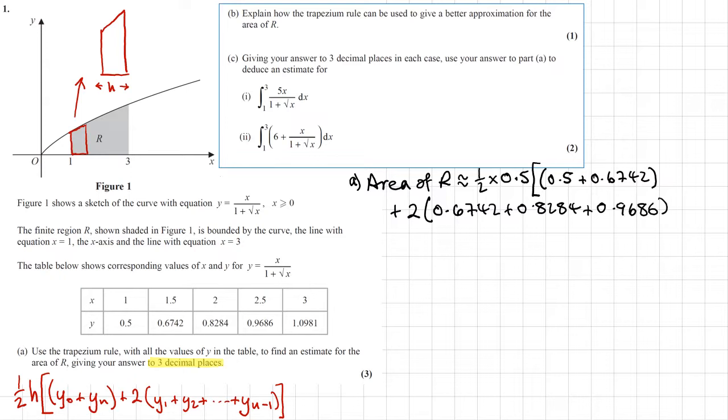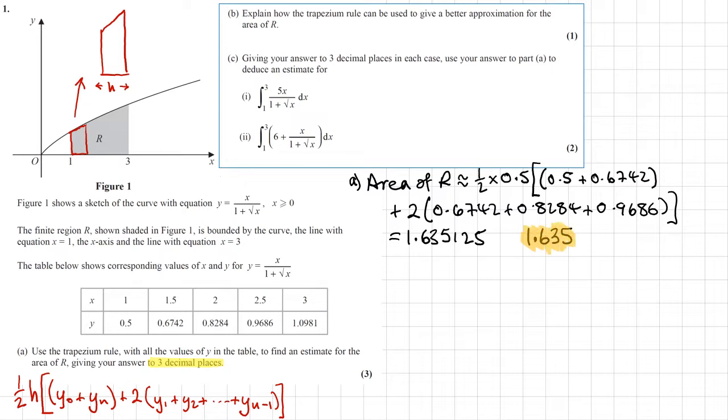0.9686. Now I've already calculated this on my calculator and I get 1.635125. Now it does say I need to round it to 3 decimal places, so that's going to be 1.635. So 1.635 will be my answer for part A.